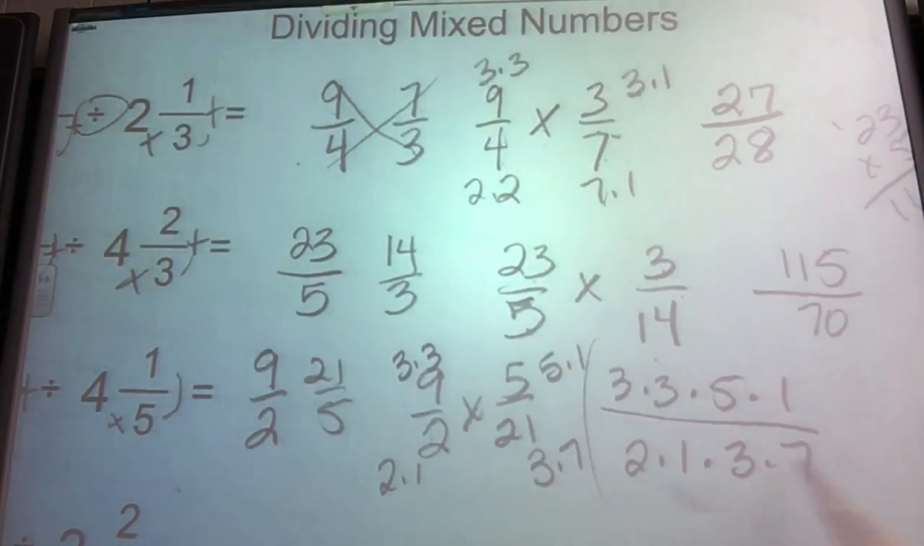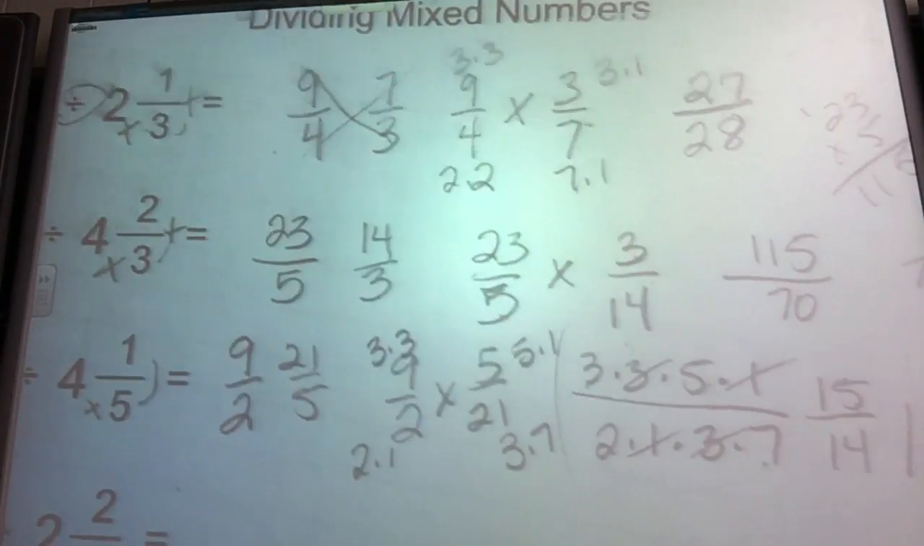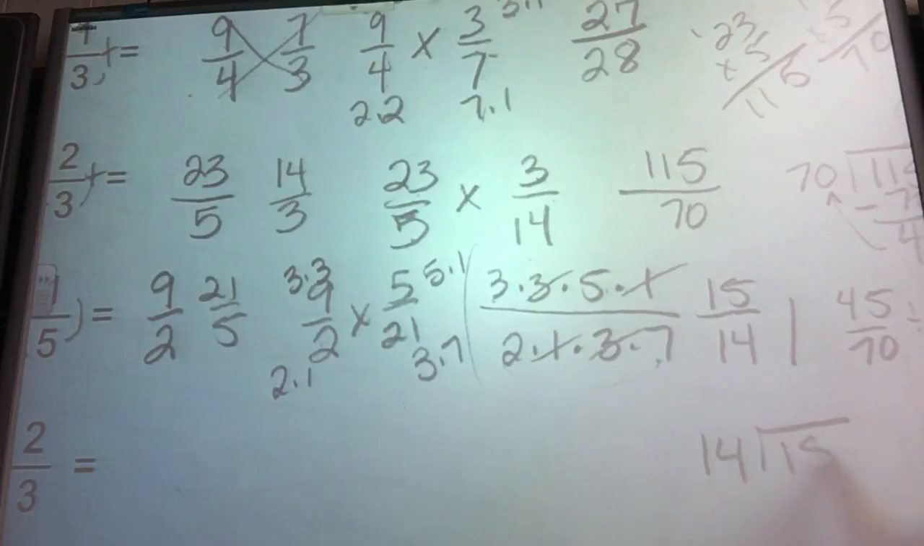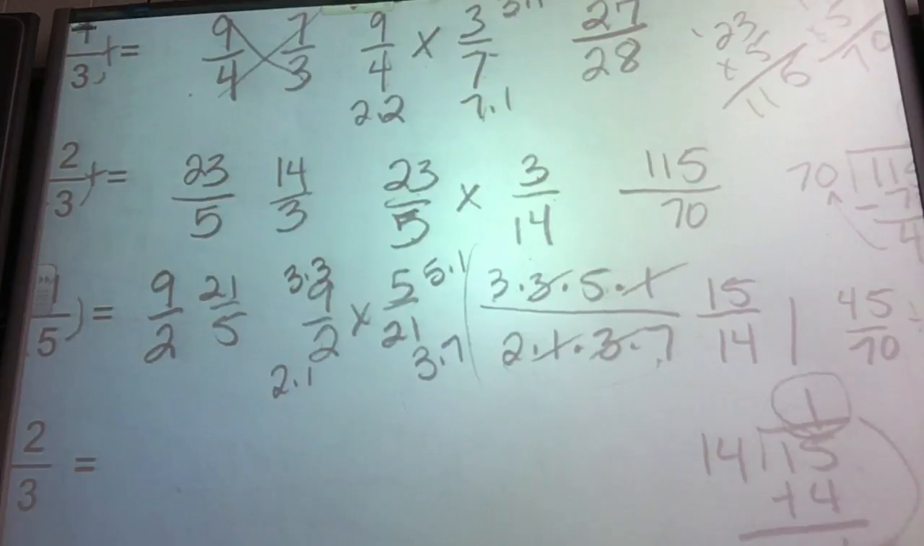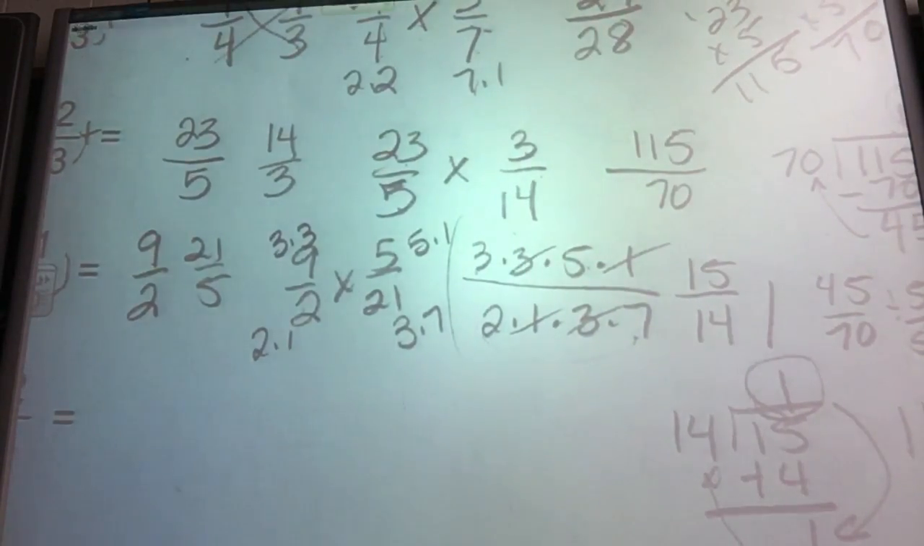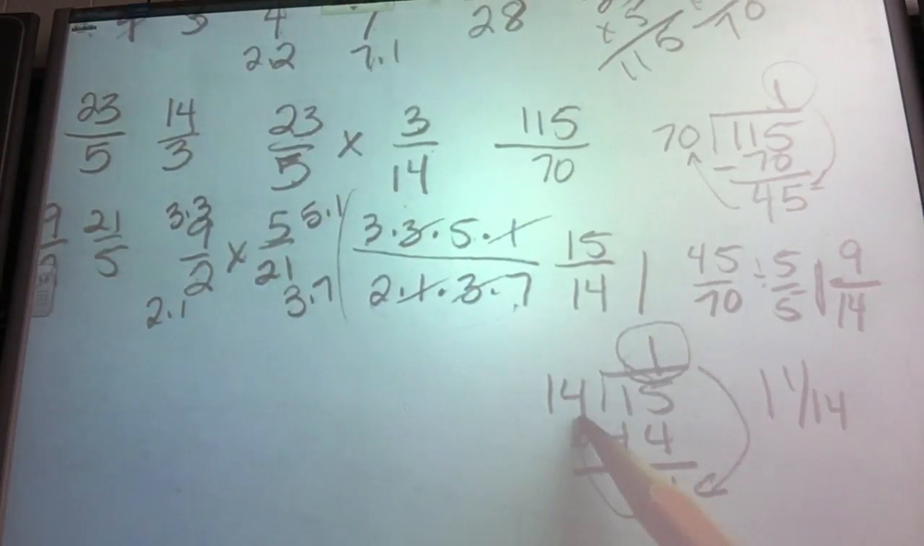Okay, let's simplify, cross off anything that's alike on the top and the bottom. And we end up with 3 times 5 is 15, 2 times 7 is 14. It's an improper fraction, so we have to flip it. 14 into 15 goes once, subtract, 1 whole and 1/14. 1 and 1/14. So again, 1 whole and 1/14 is your final answer.